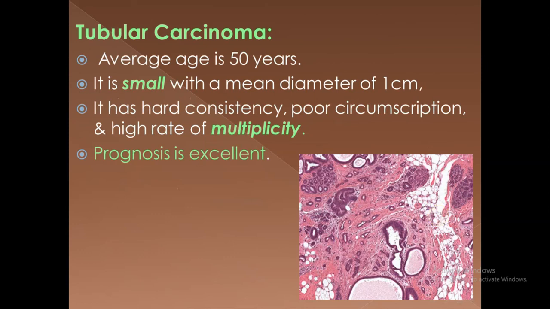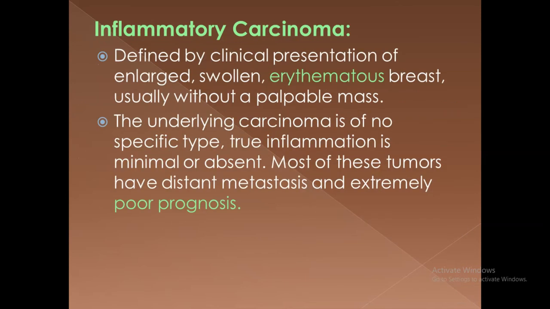Tubular carcinoma. In tubular carcinoma, we have tubule formation, which is a characteristic feature of this tumor. It tends to be small and tends to be multicentric. Also, it is one of the favorable types in its prognosis. They carry an excellent prognosis.